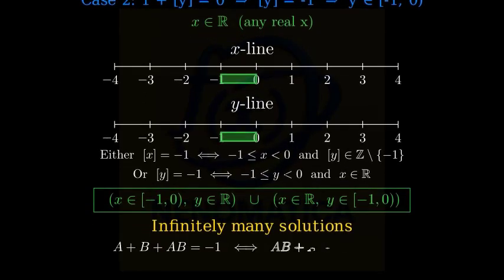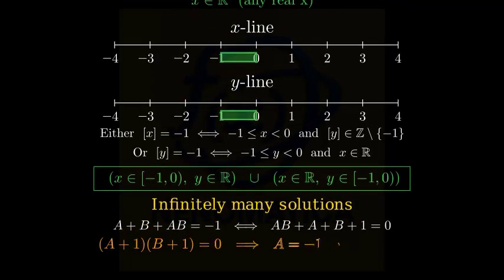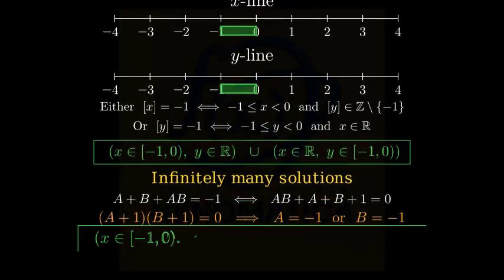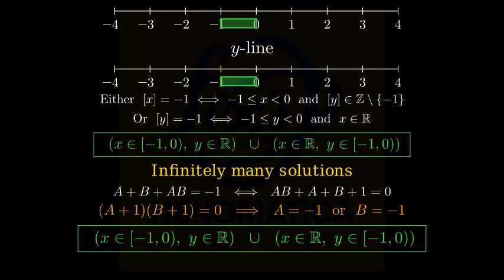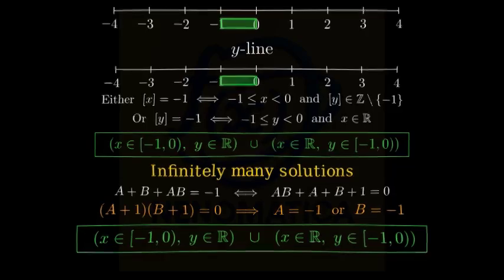Quick check. With a equal the floor of x and b equal the floor of y, add 1 to both sides of a + b + ab = -1 to get (a + 1)(b + 1) = 0. Therefore, a = -1 or b = -1, which matches our two cases exactly. Final answer. All ordered pairs (x, y) such that x is in the interval -1 to 0 with any y, or any x with y in the interval -1 to 0.